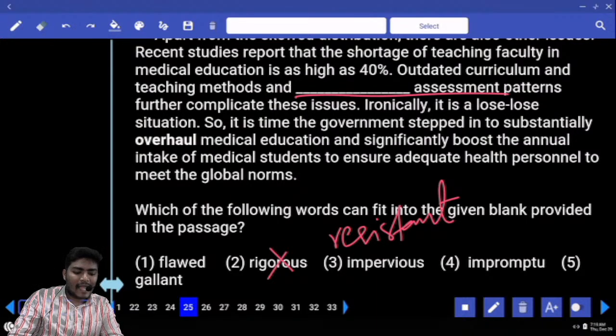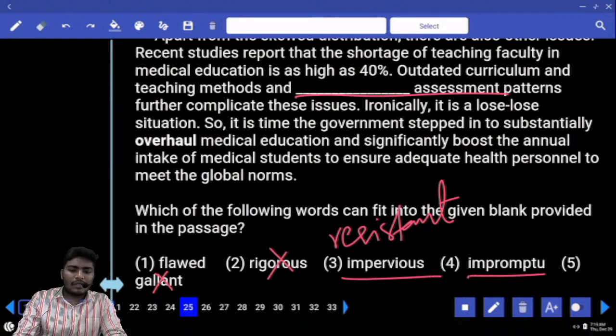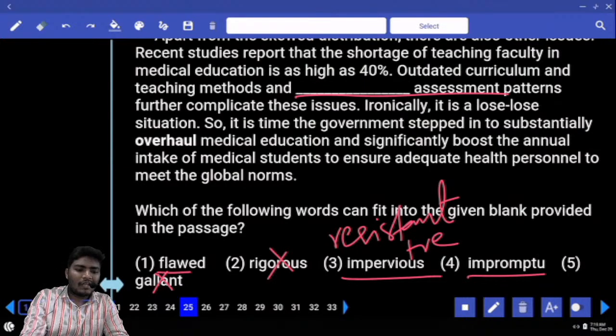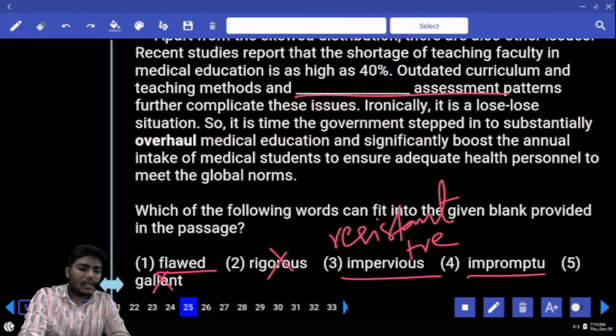Next, another one is gallant. What is gallant? Gallant person, gallantry. Gallantry awards. Gallant is brave, being brave. We cannot give this quality of brave to the assessment. Now, impromptu assessment, impervious assessment, this is positive word. Flawed assessment. Out of these three, which one can we give to the word assessment? We can go with the flaw. Flawed in the sense wrong assessments.